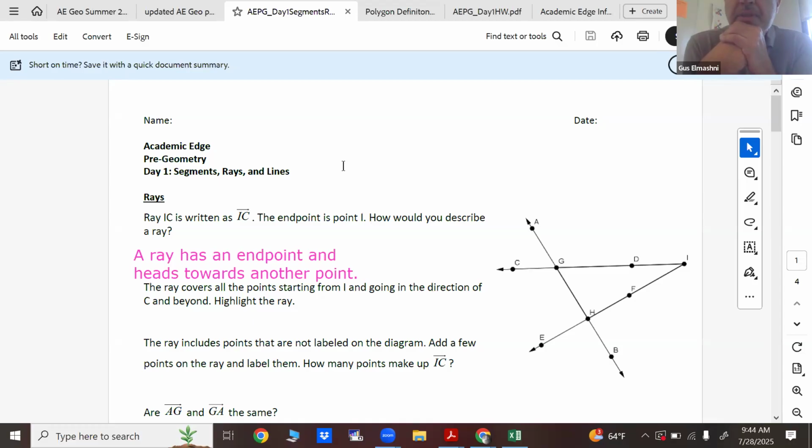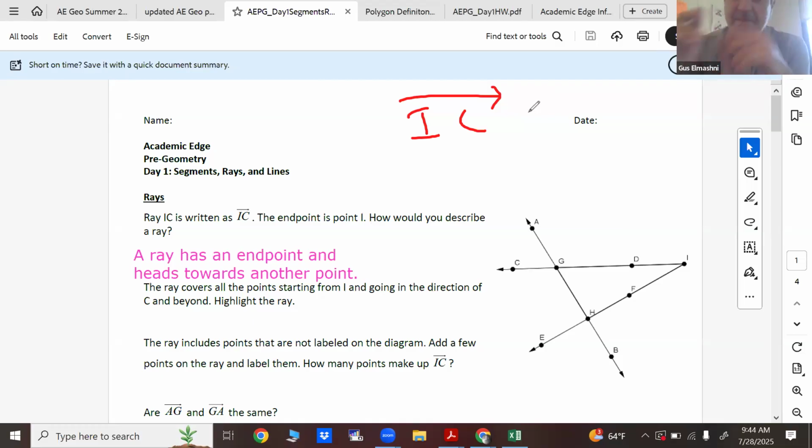Let me ask this question, and this is going to answer a question later on. Ray IC, and by the way, always write it like this: an arrow, right? You have an endpoint and you have an arrow. And very important, order matters. We have to be incredibly particular and very OCD with stuff like this.